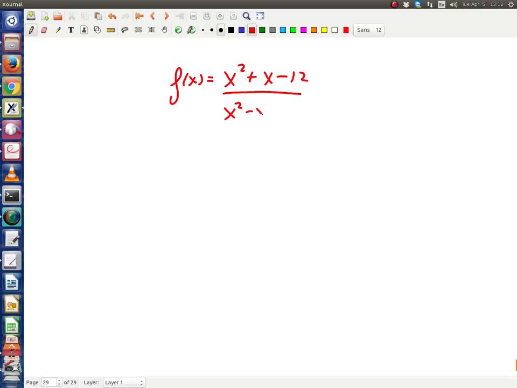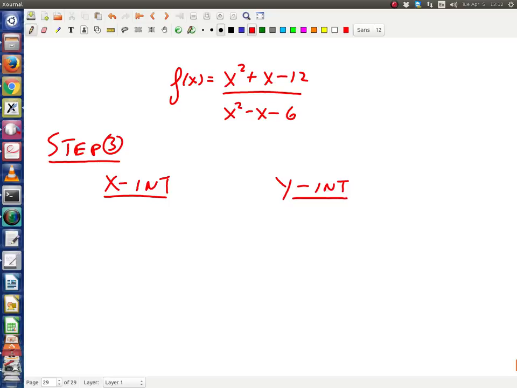And x squared minus x minus 6 is the denominator. And so step 3 is, can you figure out the x-intercepts? And if there's more than one, and the y-intercepts? By the way, there can only be one y-intercept, because if you hit the y-axis more than once, you're not passing the vertical line test. And these are rational functions.